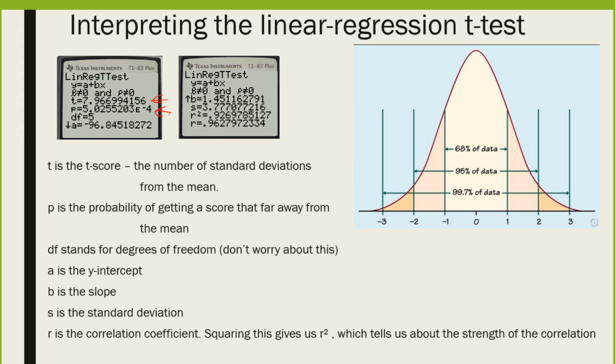A is your y-intercept, B is your slope, S is your sample standard deviation, R squared is your strength, and R is your correlation. So from this, we could say that we have a positive correlation because our correlation is positive, strong because our R squared is above 0.6, and linear because we used a line relationship between X and Y.